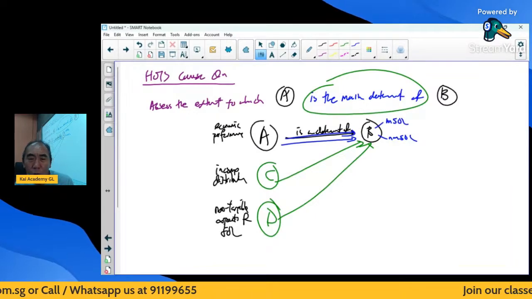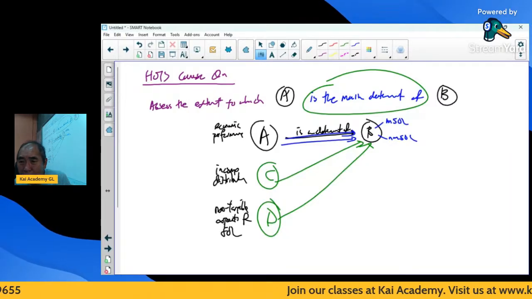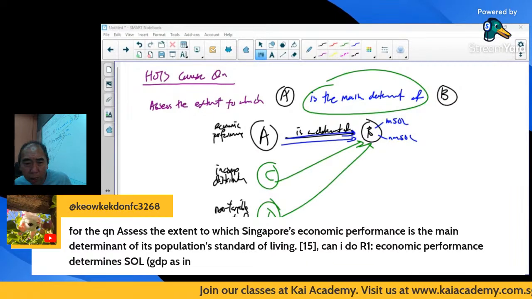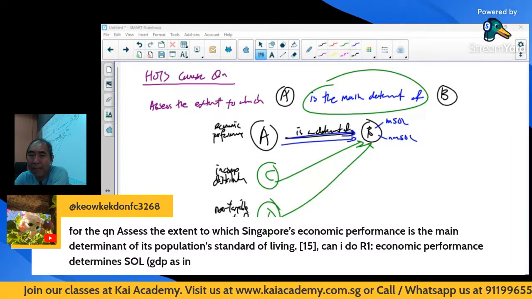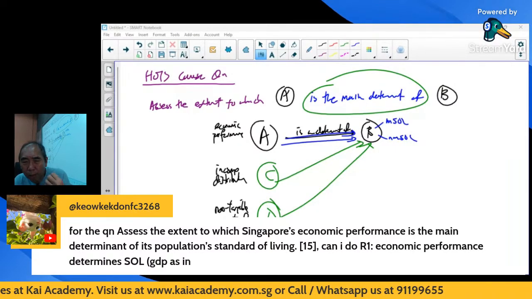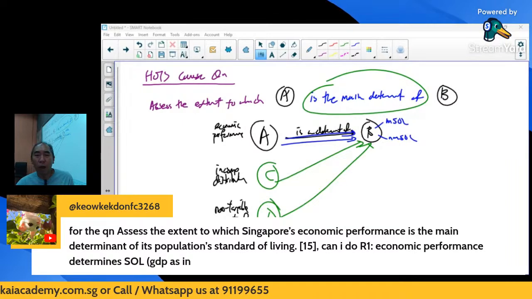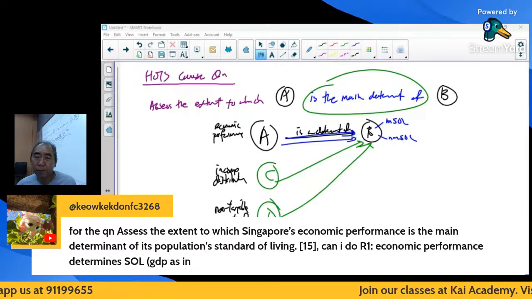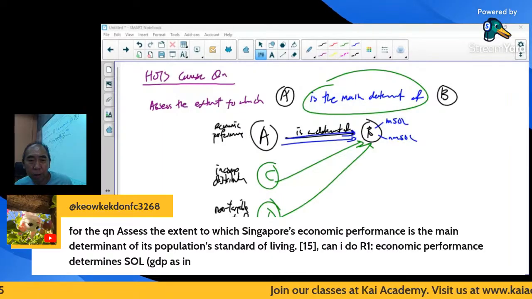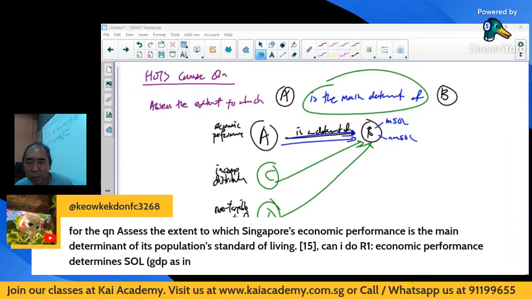Plus also, if you look at the way this question is worded, "assess the extent to which economic performance is the main determinant of a population's standard of living", it's less about the data. So it's less suitable to test in a case study question, more suitable to test in an essay question. So I wouldn't worry about this question for the case study test just yet. I'll probably worry about it more for prelim exams, for your school at least.